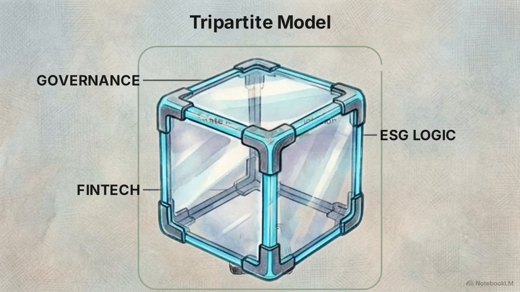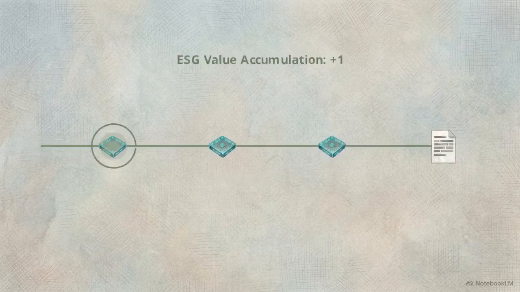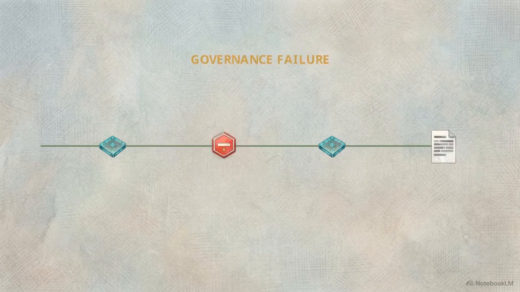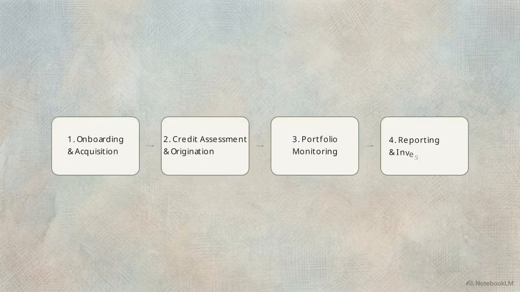Third is governance. This acts as the containment field around the technology, providing institutional control, clear decision rights, and auditable evidence. In this pipeline, ESG value is strictly cumulative. If any single pillar fails at any stage in the banking value chain, the ultimate regulatory reporting output is corrupted. We can trace this data pipeline across the linear banking value chain.